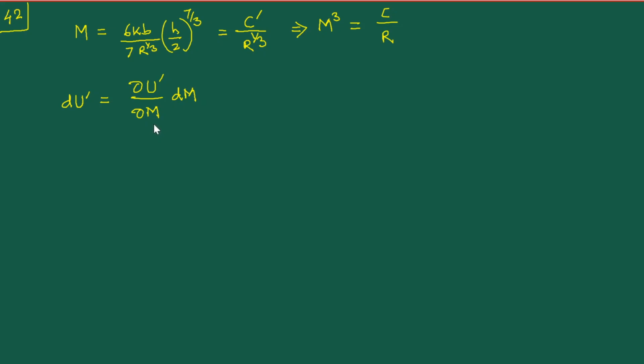Now we have already talked about the corollary to Castigliano's theorem, and we know that this particular thing we are saying is the slope. So this is like theta dM.